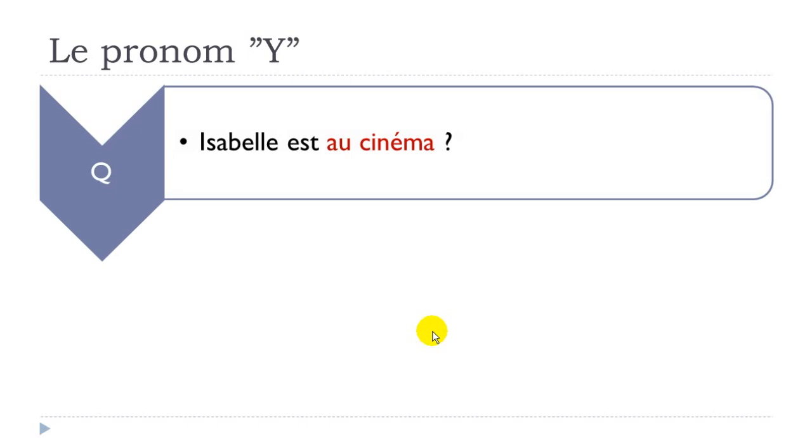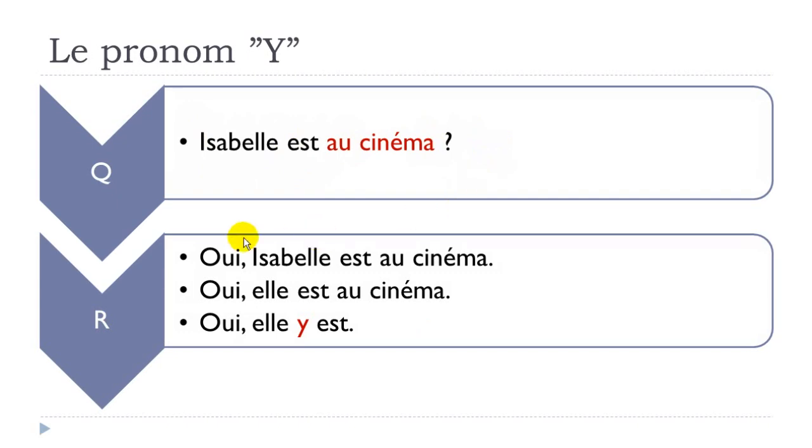And now, it's a place. Cinéma. Okay? Isabelle est au cinéma? Oui, Isabelle est au cinéma. Repeat everything. Second one, you just don't want to repeat Isabelle. Oui, elle est au cinéma. All right? Third one, just want to avoid repeating Isabelle and au cinéma. Oui, elle y est. All right?